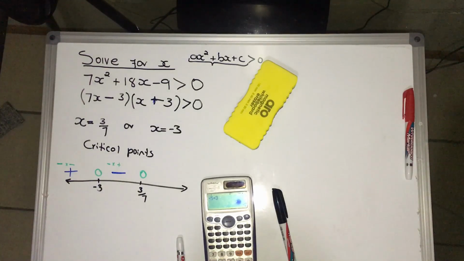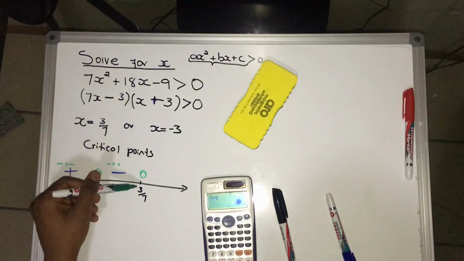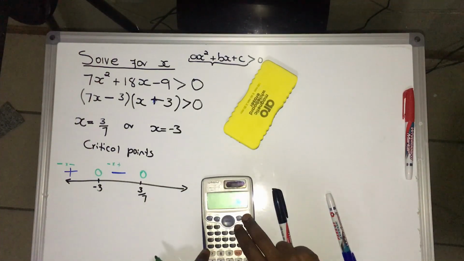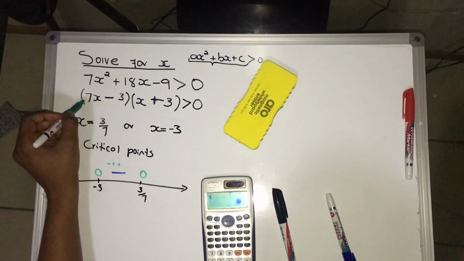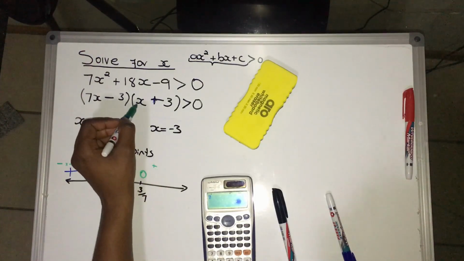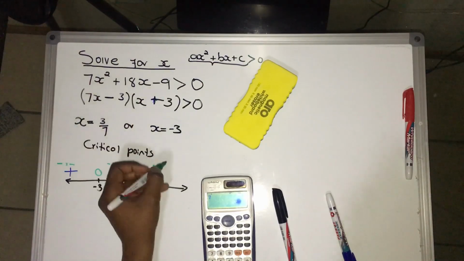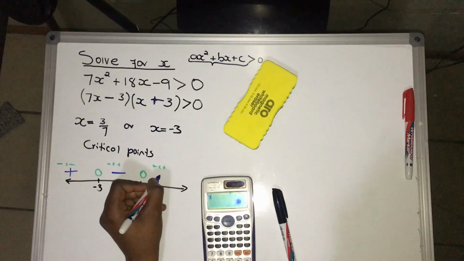Okay, so now lastly, the last region. Check if x is greater than 3 over 7, and choose any value, say 100. 7 multiplied by 100 is 700, minus 3 gives a positive value. And the other factor, 100 plus 3 is 103, which is positive. So this is positive. Okay, so in this range it is positive.